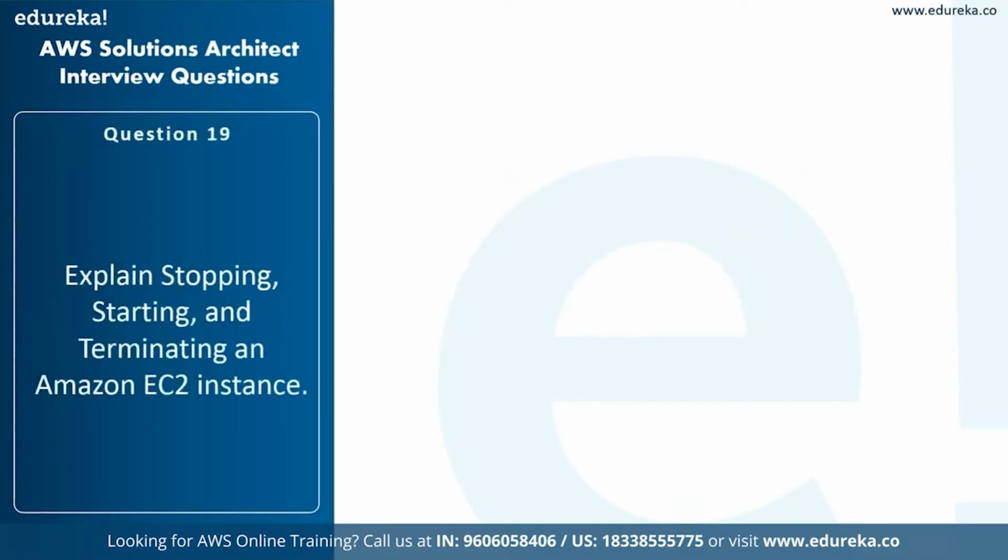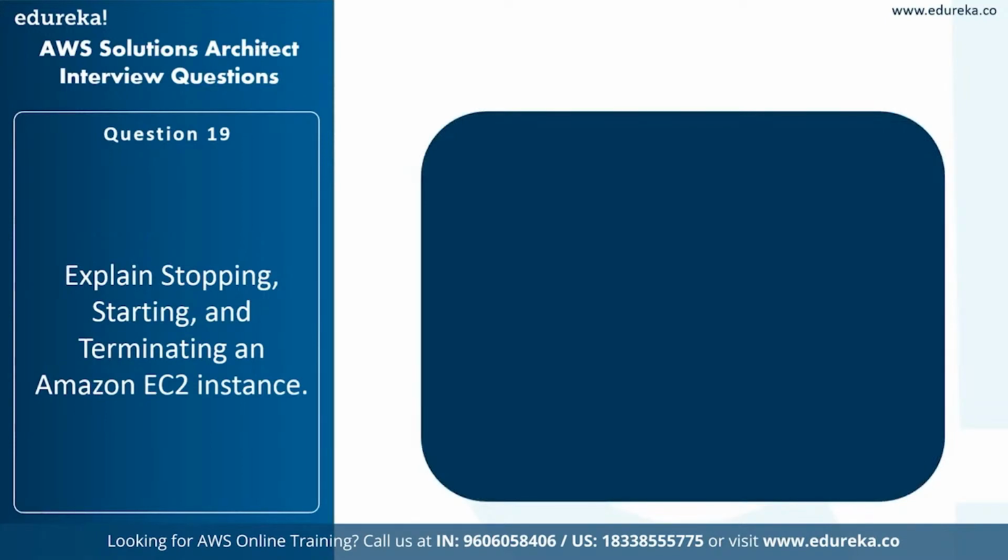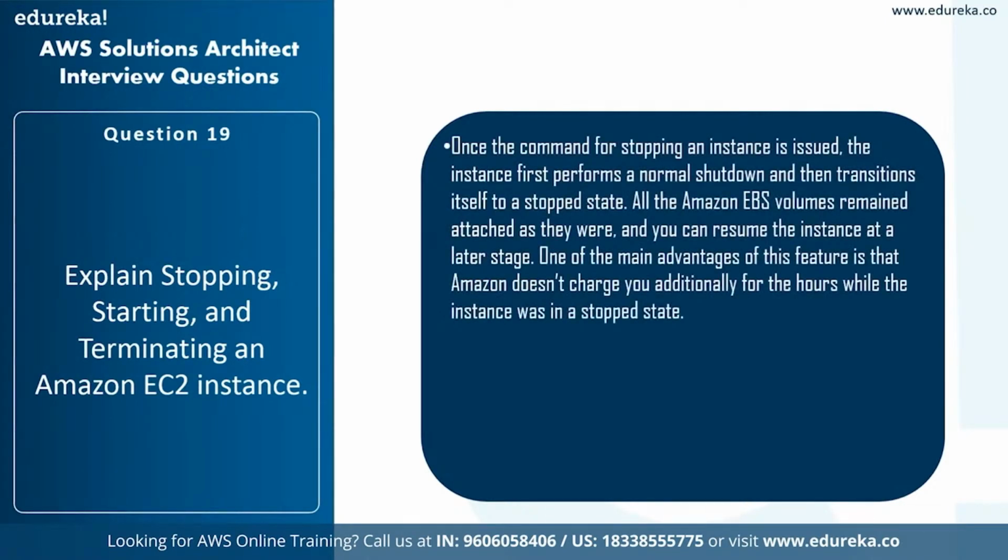Now next is explain stopping, starting and terminating an Amazon EC2 instance. Stopping and starting an instance are the most common commands used on the Amazon EC2 platform, and these are definitely among the most asked questions in any AWS interview as well. Once the command for stopping an instance is used, the instance first performs a normal shutdown and then transitions itself to a stopped state. All the Amazon EBS volumes remain attached as they were, and you can resume the instance at a later stage. One of the main advantages of this feature is that Amazon does not charge you additionally for the hours while the instance was in a stopped state.